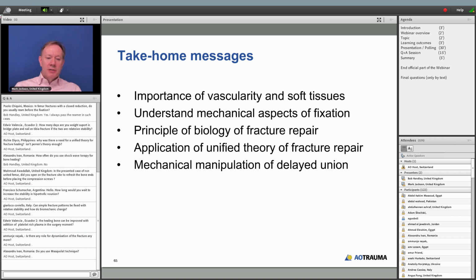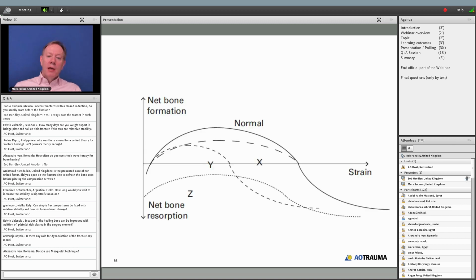So I'll just leave you with the last slide, which you've seen before, is to look at this and think, when I'm trying to encourage union, what I want to do is to shift this curve to the left, to assume the pattern that a normal fracture would undertake. So to reduce the interfragmentary motion of the fracture by my intervention. So not looking to influence biology, but looking by simple means to influence the mechanics and the mechanical environment of that fracture.